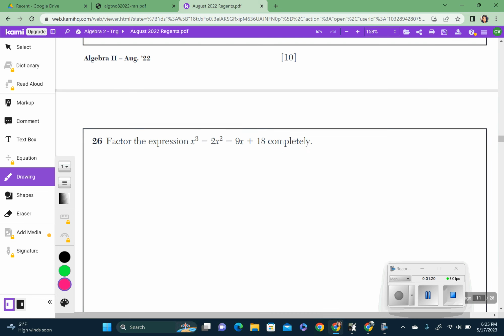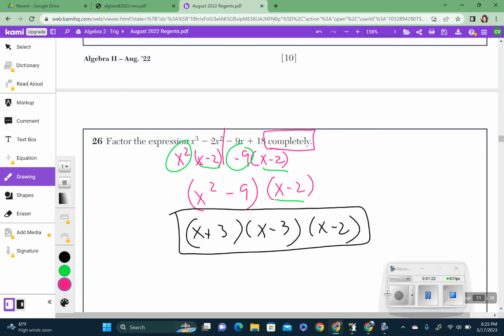For question number 26, we have a keyword, which is factoring completely. Whenever it says factor completely, we know that we're not going to have to just factor once. We're going to have to factor probably twice. So let me just go ahead and erase this so I can start this from scratch. A little salty because I just did this video and it erased, but it's okay.